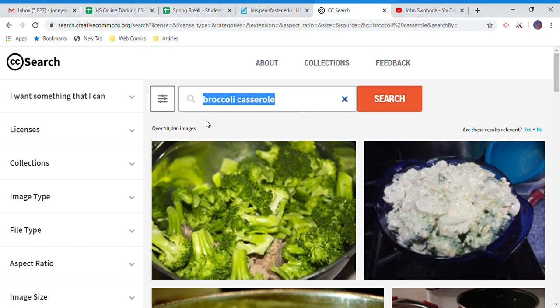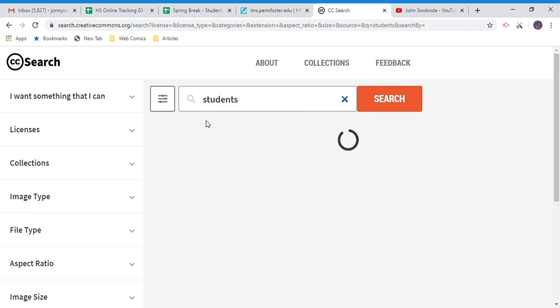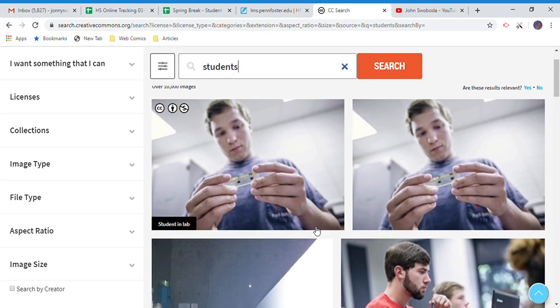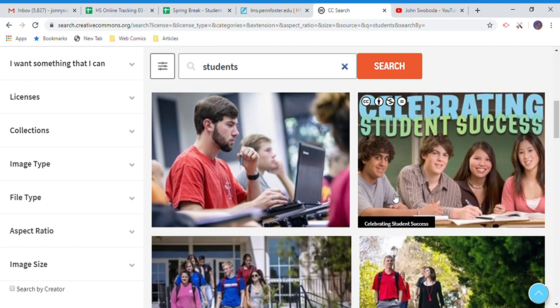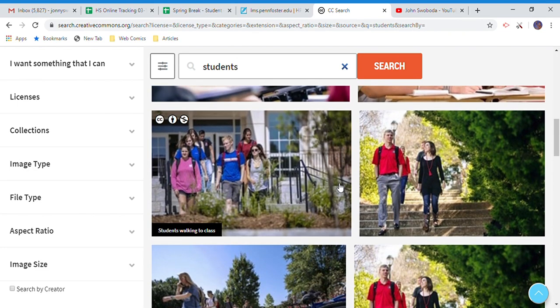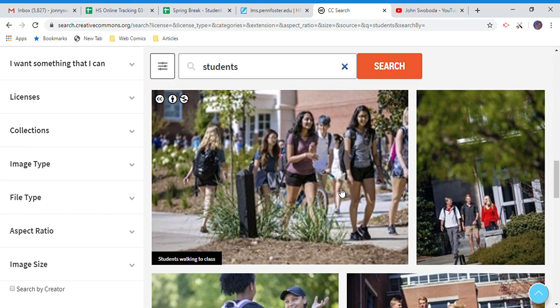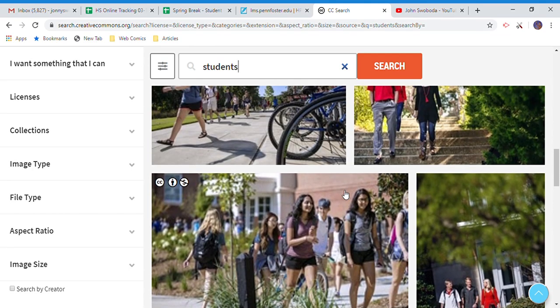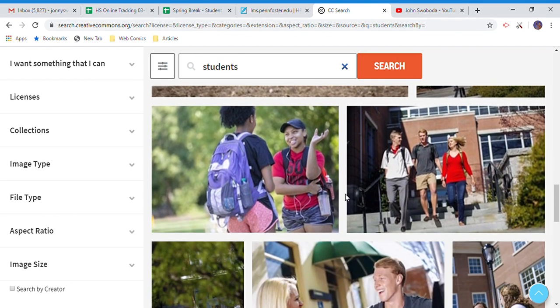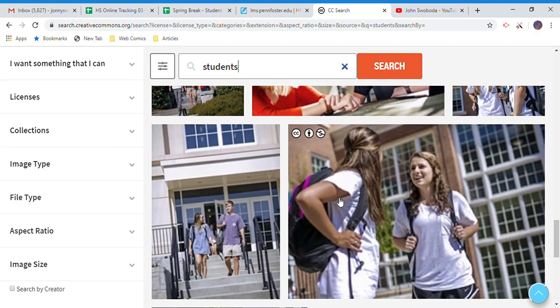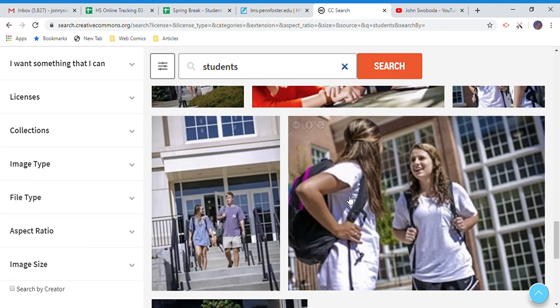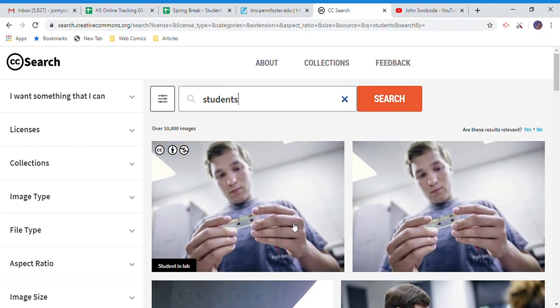What if I put in students? Kid looking at a slide. College student on a laptop. Celebrating student success. Yay! Students on a campus. That actually looks like my old campus. Southeastern. That's cool. I guess a lot of campuses just look similar. Red brick buildings and all that. So anyway, any of these pictures you are free to use in your own work. That's the point of that website.